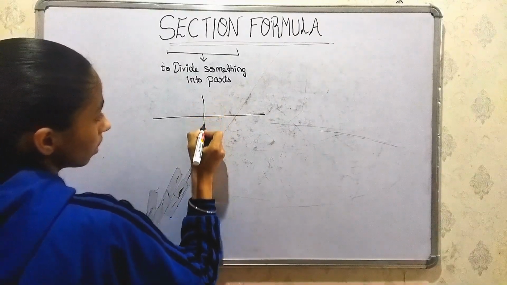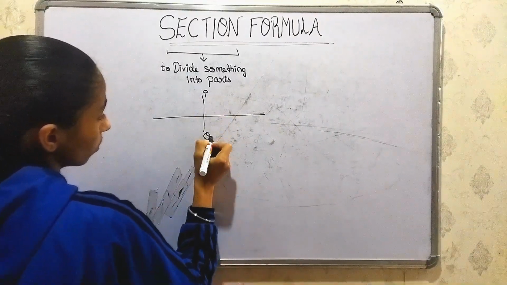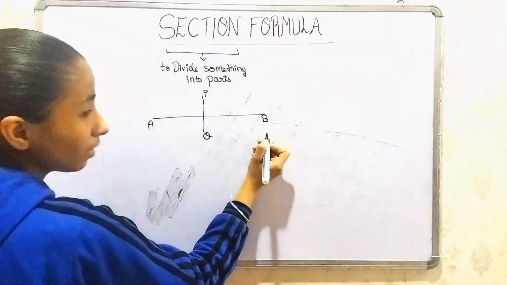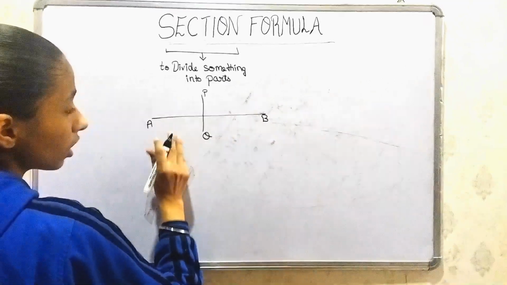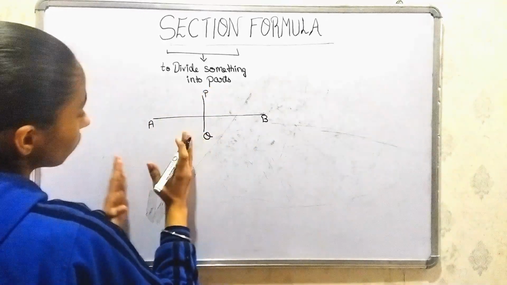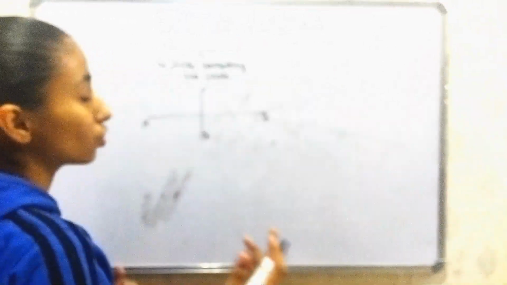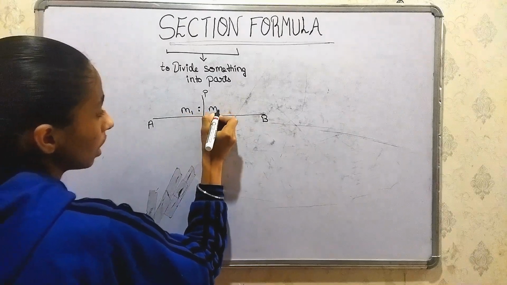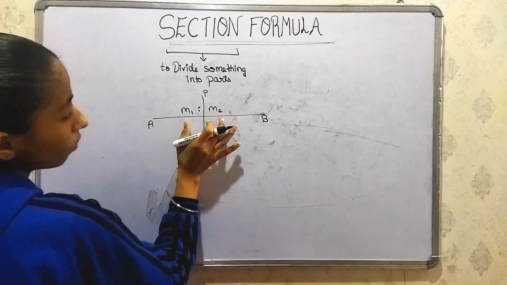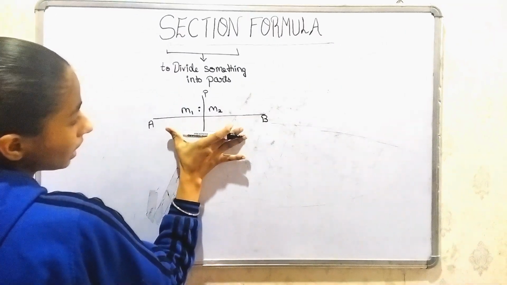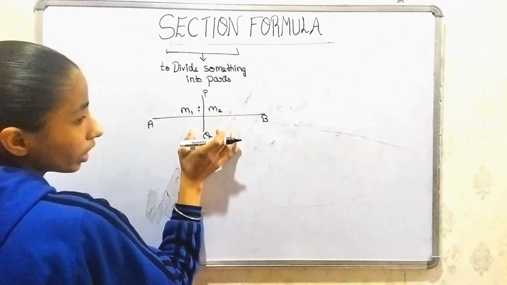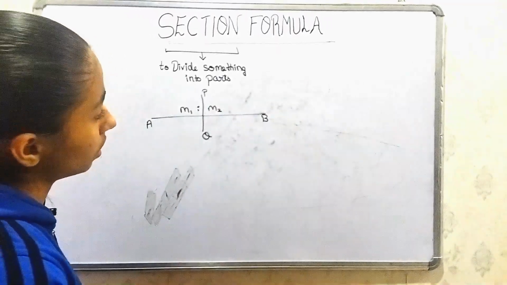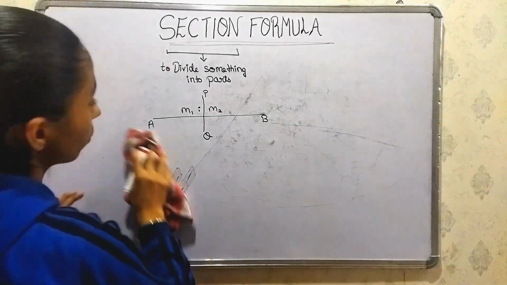Let's say this line PQ divides line AB. So here we will be studying that PQ divides line AB into which ratio. Let's say the ratio in which it is dividing is M1 is to M2. So here we will be finding out the ratio in which a line gets divided through a point or through a line. So let's study it by drawing a graph.